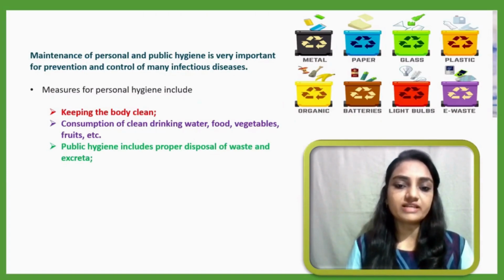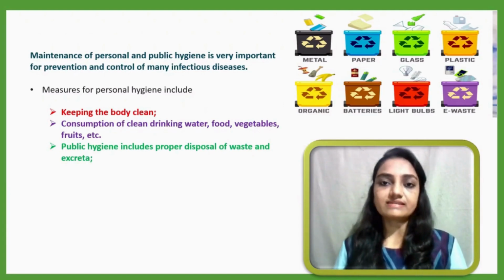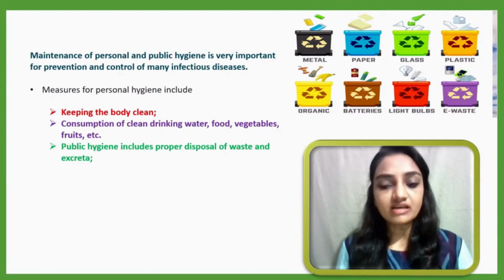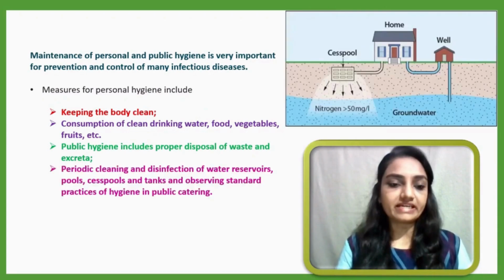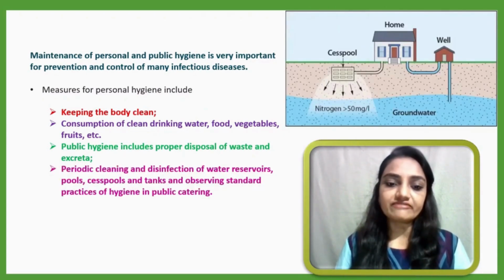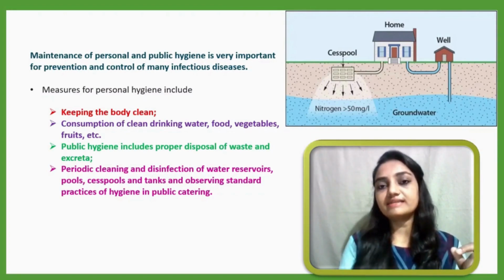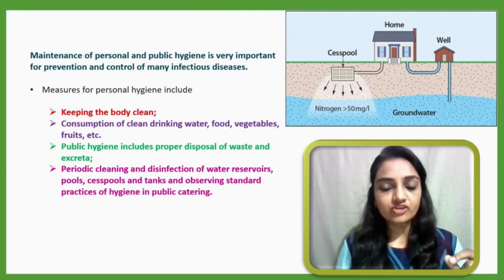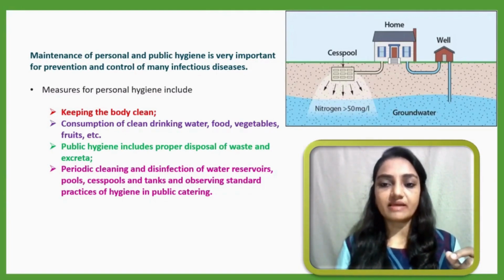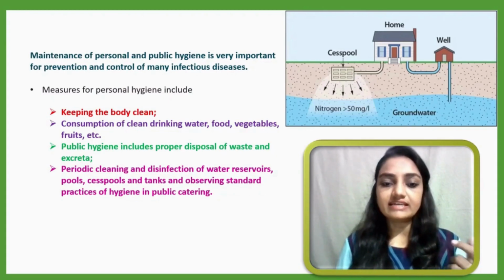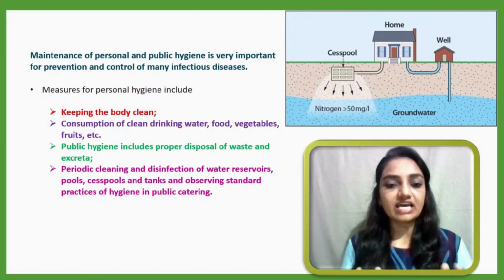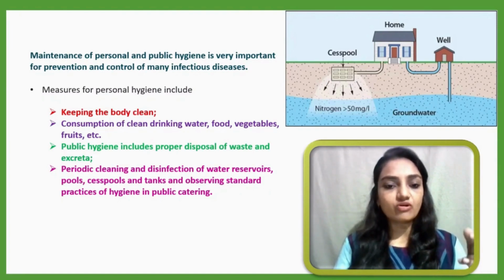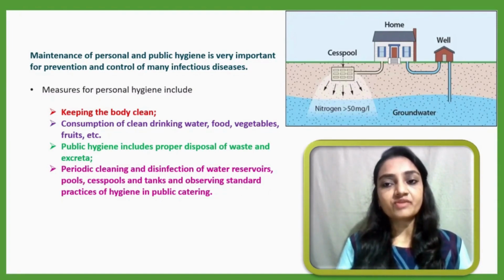Public hygiene includes proper disposal of waste and excreta. Excretory products and waste are responsible for spreading diseases, and that's why it is very important to maintain proper waste disposal. Now, periodic cleaning and disinfection of water reservoirs, because water can be a reservoir contaminated with pathogens, and that's why it is very important to disinfect it, to kill the pathogenic bacteria or viruses in it. Then pools, cesspools, tanks, and so on. Public catering must also be hygienic. By keeping all these criteria in mind, we can maintain our health and public health.